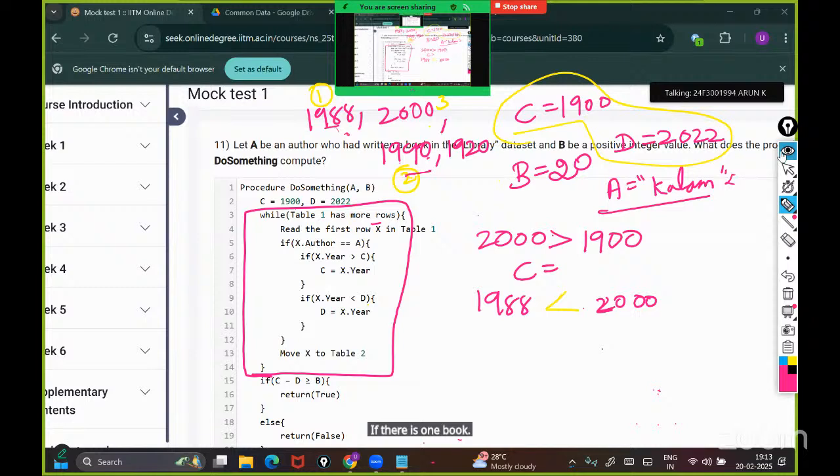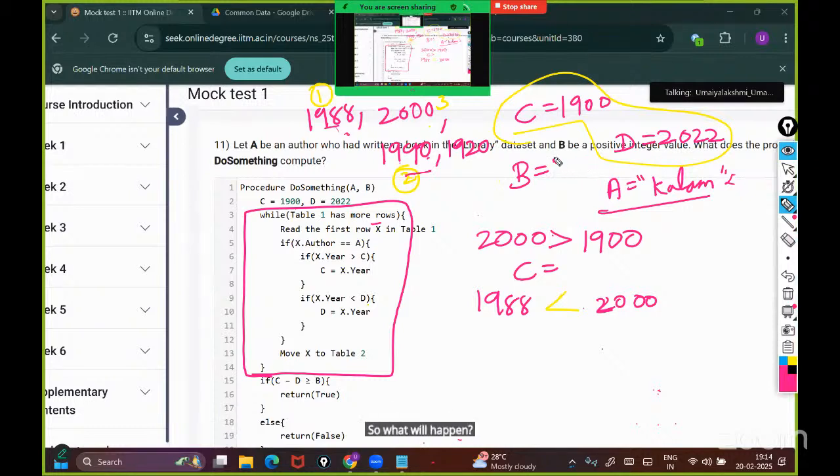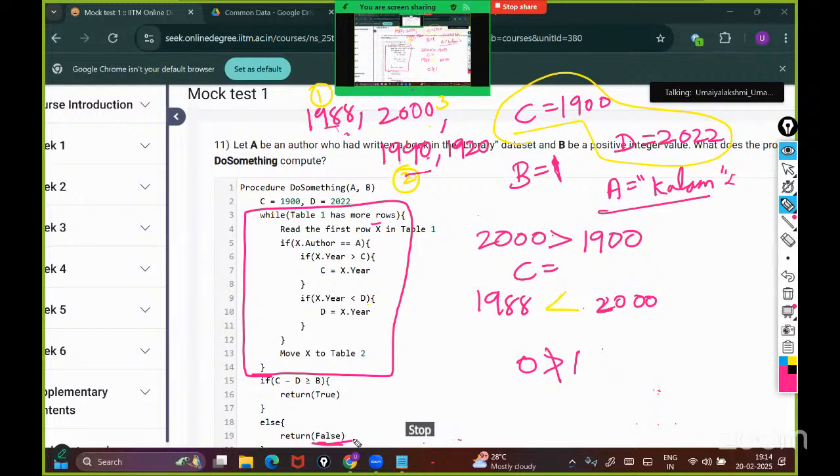How can we assume the B value here? That has also been given to us, we have to take some positive integer. Okay, assume we take positive integer 1. Then 0 is never greater than 1, right? So it will return false. False means the below steps will not carry forward, which means the whole procedure stops. If there's only one book, this case will happen.